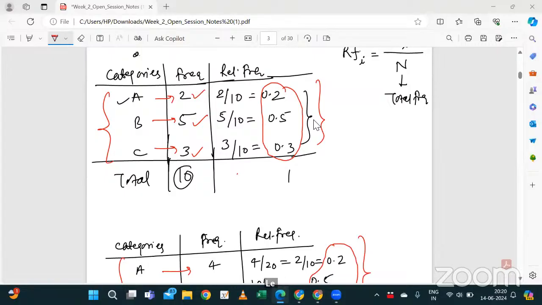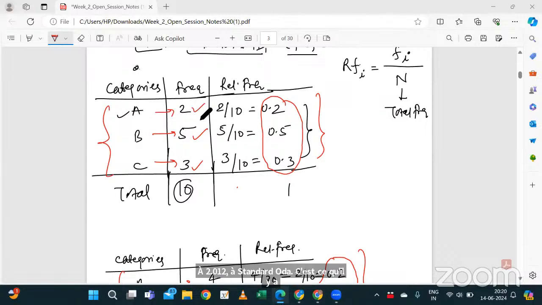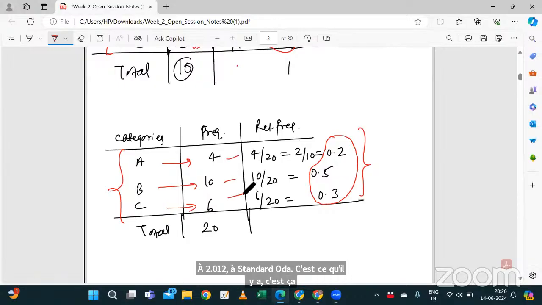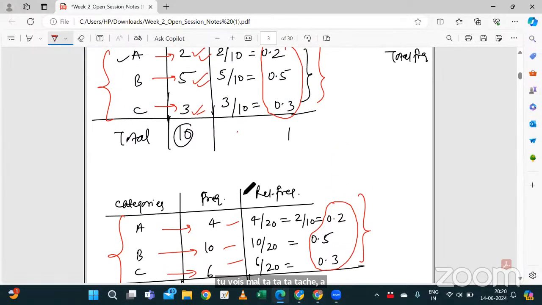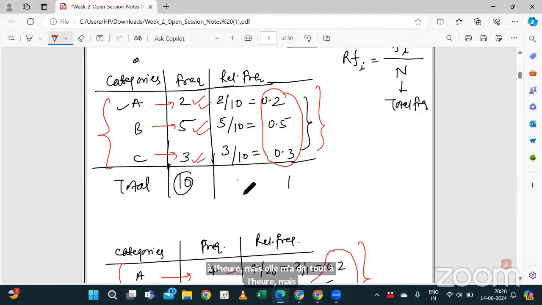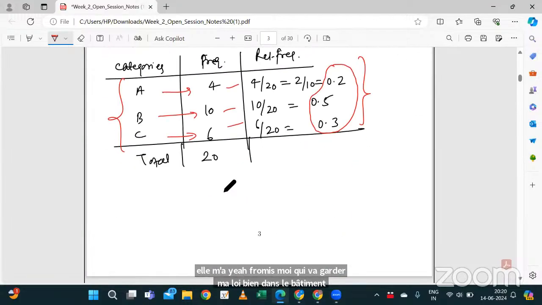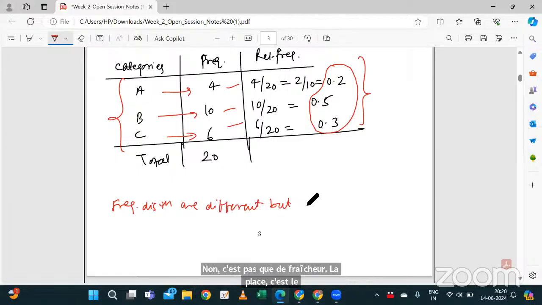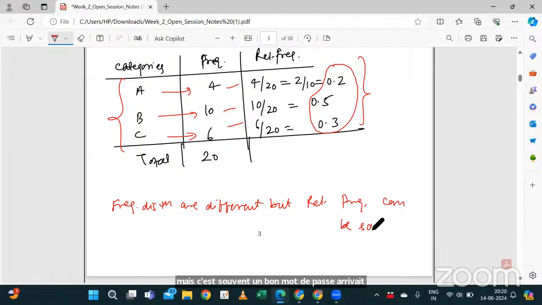Okay, so here, if you see the relative frequency, right? The frequency distributions were different for this data set and for this data set. But the relative frequencies are the same. So what you can conclude here is that even if the frequency distributions are different, the relative frequencies can be the same. So here you can compare easily, right?